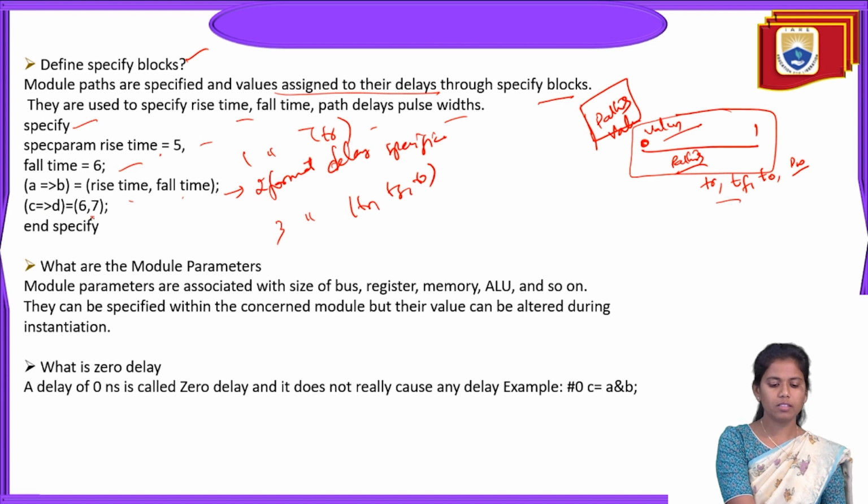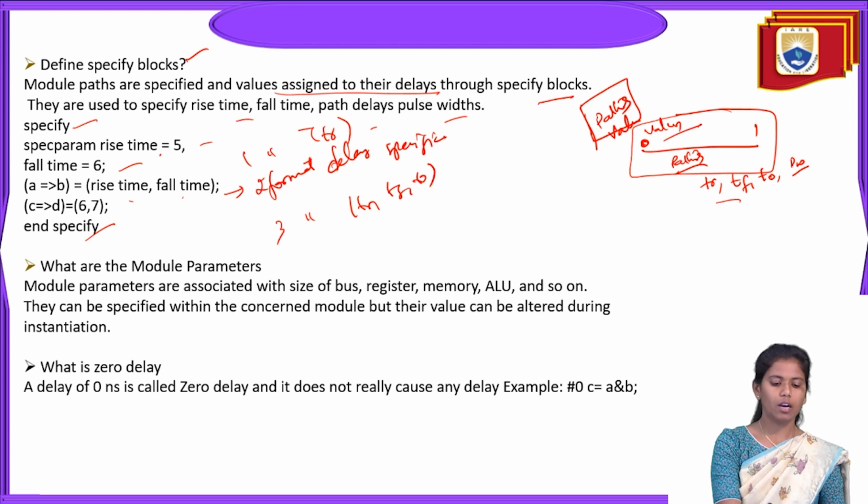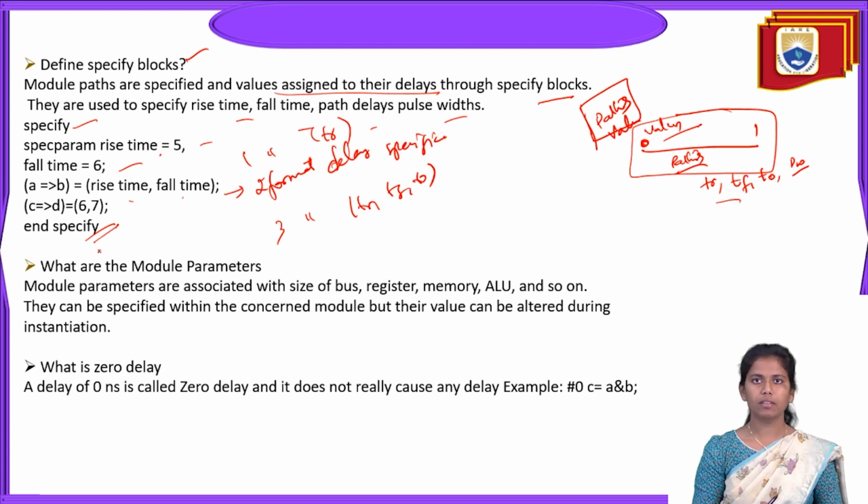So C greater than 0 is 6 and 7. Here if you observe, we have A and B, we have C and D. A and B are the rise and fall time, which we are presenting with 6 and 7, and then finally end specified. So the values meant for rise and fall are 6 and 7, and we are specifying them in path delays, pin to pin, using specify blocks.